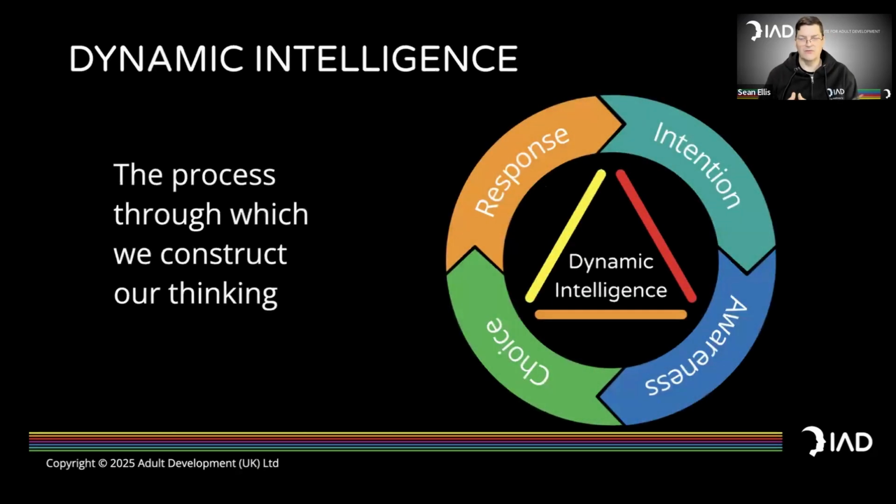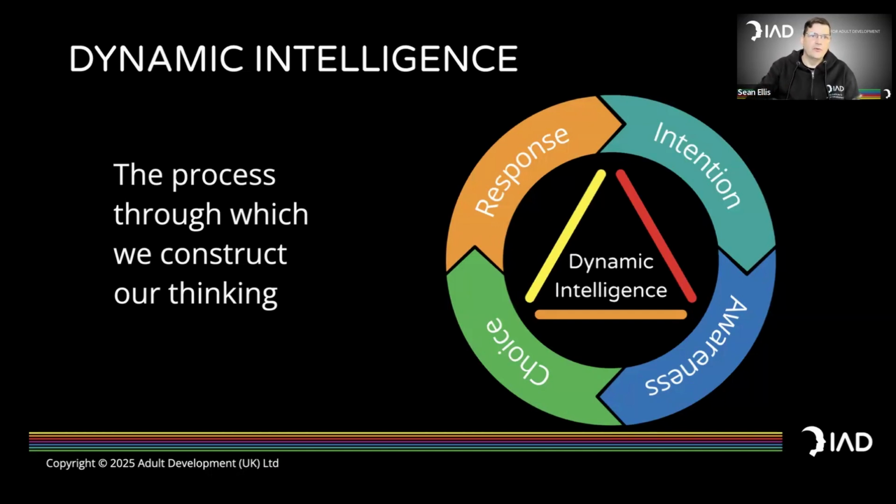Now, I'm not going to go into all of the specific details of what dynamic intelligence is here. That will be the subject for another webinar or perhaps a training session. But put simply, dynamic intelligence is the process through which we construct our thinking. And it starts with intentions, specifically cognitive intentions, which are little mental shortcuts that we use largely unconsciously in order to operate, in order to think and behave.